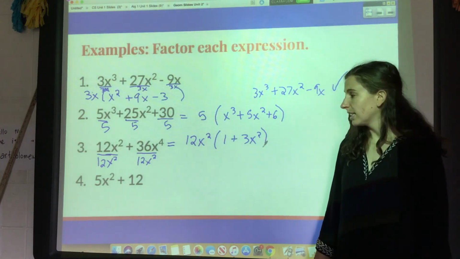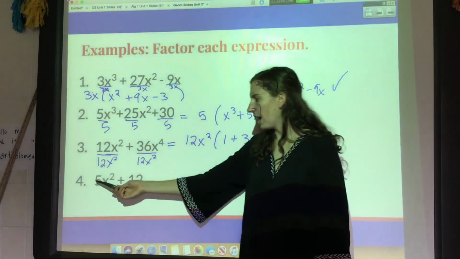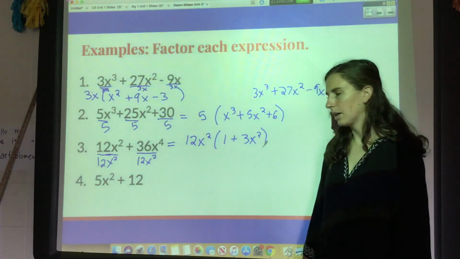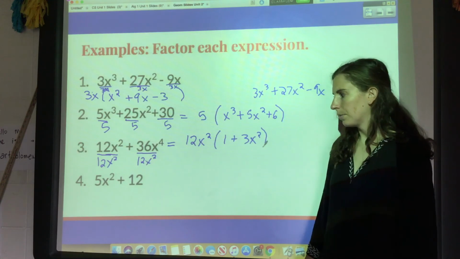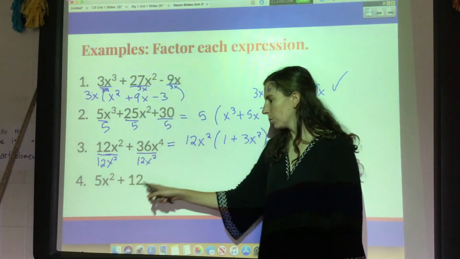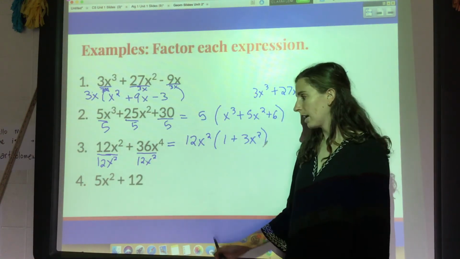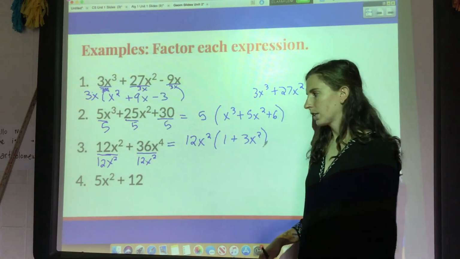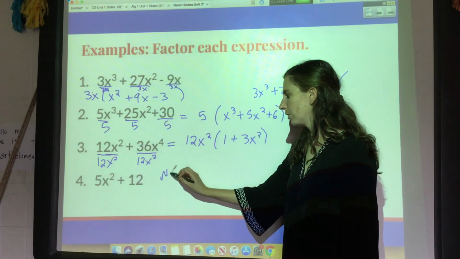All right, on this last one, when I look at 5 and 12, those don't share any factors. There's nothing I could divide them evenly by. And then this one has x squared, but this one doesn't have any x's. So this one actually doesn't have a GCF. It's already just kind of good to go. So this one has no GCF.